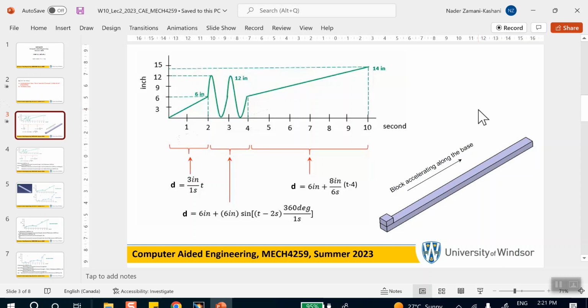Now, what I'm going to do is assume that the length of the track is about 16 inches, or maybe 15 inches, the block being 1 by 1. Okay, so after 10 seconds, it should end up at the end of the track.